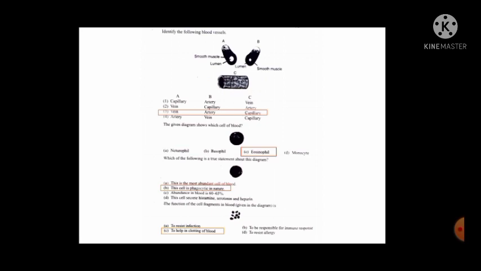Identify the following vessels. There are three types of vessels. With a wider lumen, this is a vein, and with a small lumen, this is an artery, and capillaries, which are thin, also have a small lumen.